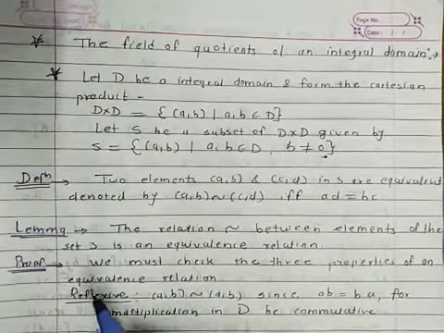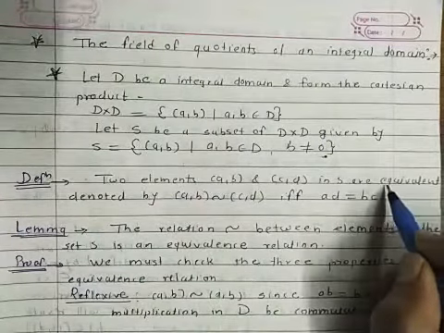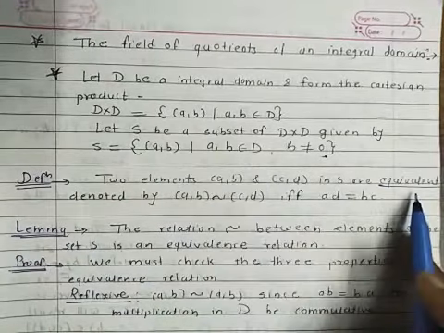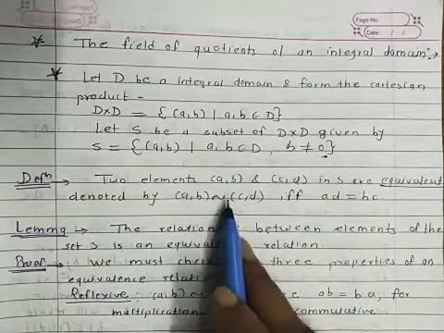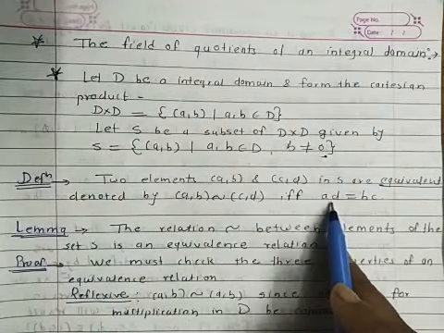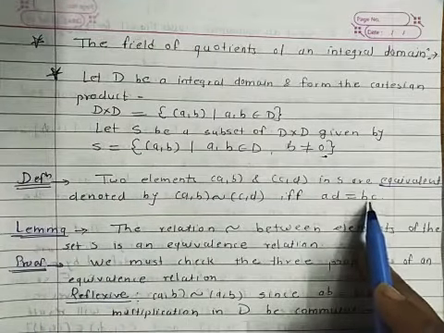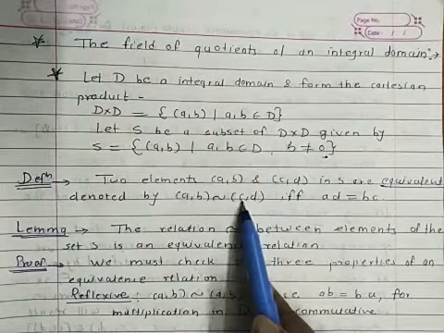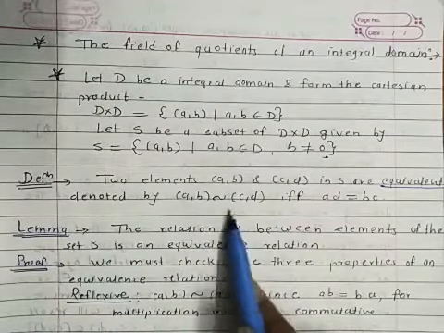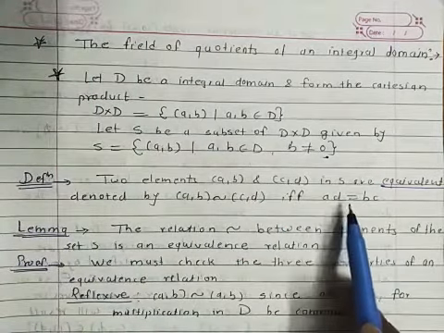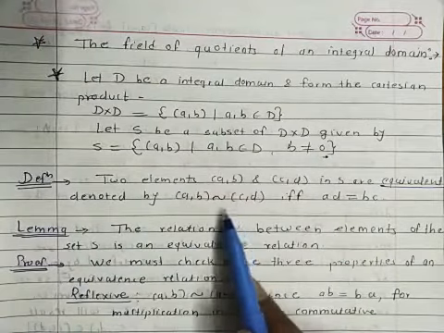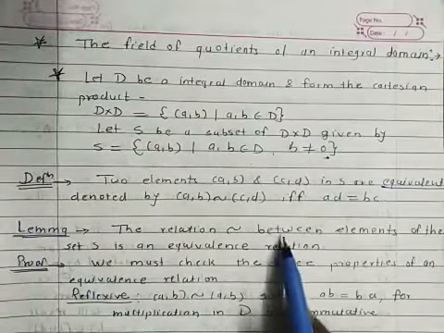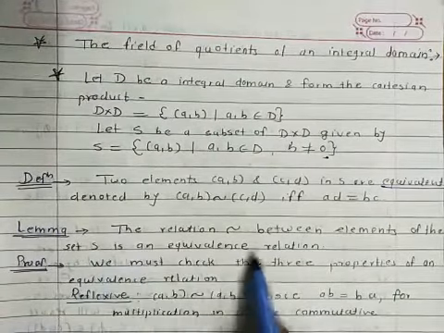Now next is the definition of equivalence of two elements (a, b) and (c, d) in S. They are said to be equivalent, denoted (a, b) ~ (c, d), if and only if ad is equal to bc. Two elements are equivalent if ad is the same as bc, if and only if. If these two elements are equivalent, then ad equals bc. Conversely, if ad equals bc, then these two elements are equivalent. There is one lemma: this relation between elements of the set S is an equivalence relation.